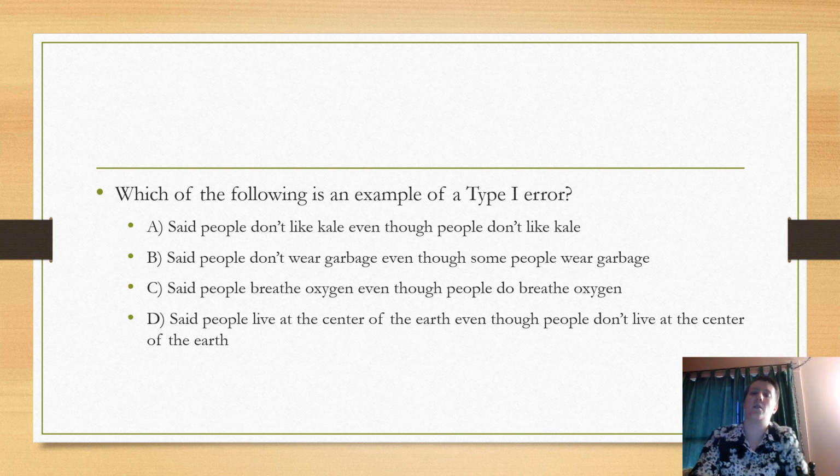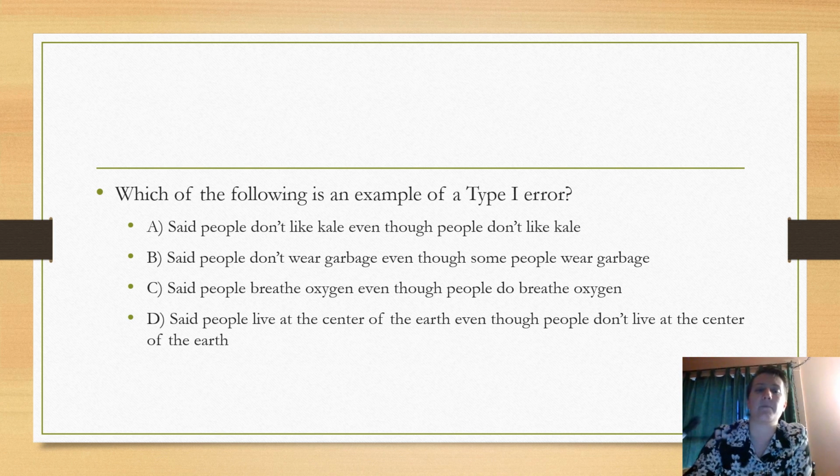So again, I stated how there are 4 options when we're doing null hypothesis testing. You can reject a false, you can reject a true, you could retain a false, you could retain a true. 2 of those are correct. So when you say that people don't like kale, even though people don't like kale, that would not be an error. You said people don't like it, and people don't like it. That would be correct. You say people don't wear garbage, even though some people wear garbage. Okay, that's an issue, so let's keep that in the back of our heads.